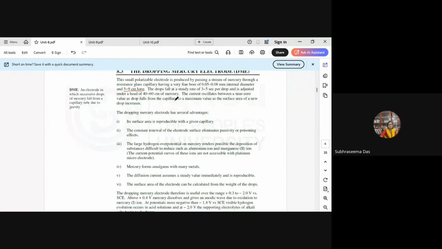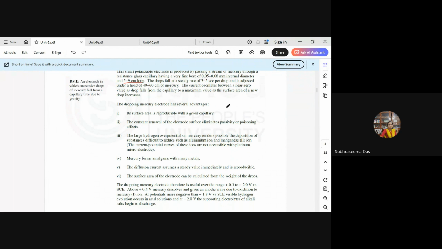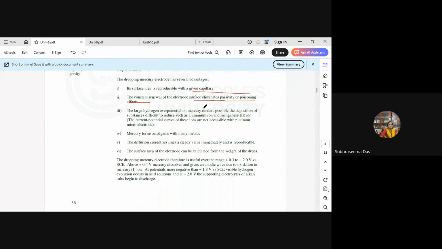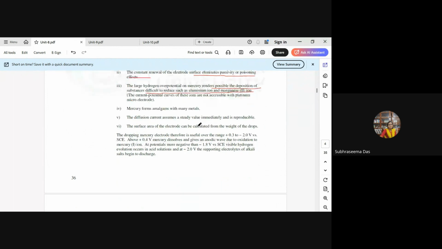So what are the advantages of this dropping mercury electrode? The first is that the surface area is reproducible with a given capillary. Then the constant renewal of the electrode surface eliminates passivity or poisoning effects. The large hydrogen overpotential on mercury makes possible the deposition of substances difficult to reduce, such as aluminium ion and manganese 2 ion. Mercury forms amalgams with almost all metals.